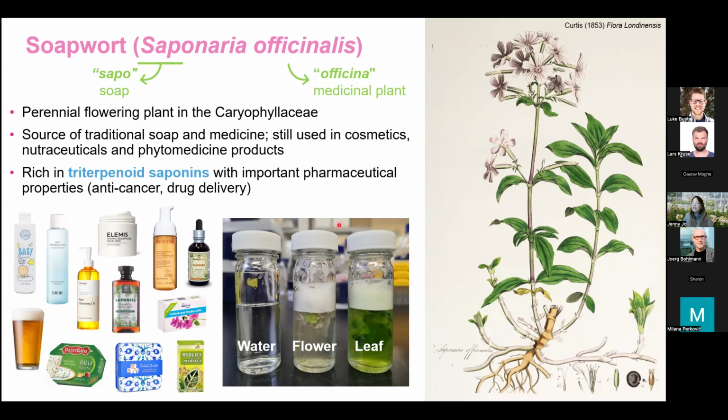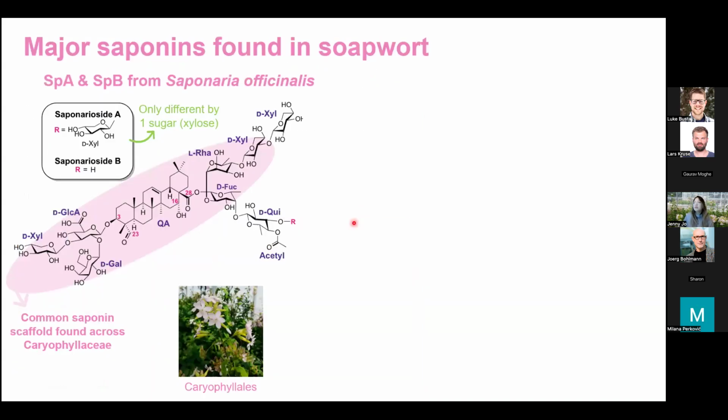Within the saponins in soapwort, one of the major saponins reported is the compound saponarioside A and B. These have an oleanolic acid aglycone, and they are decorated at the C3 and the C28 positions with two sugar chains, and they're quite highly decorated.